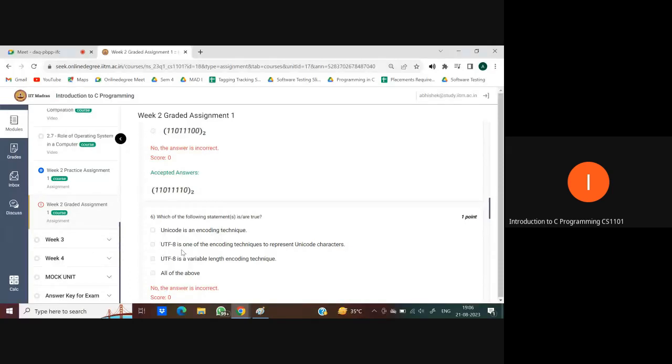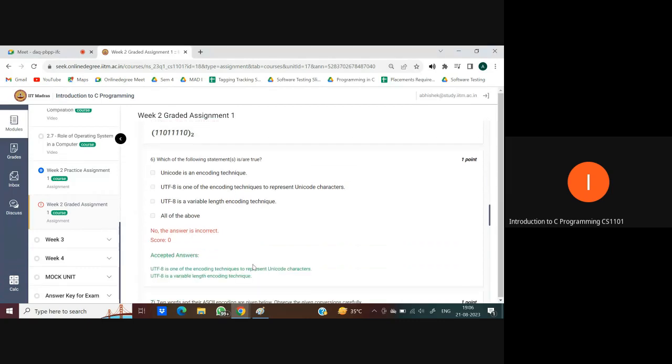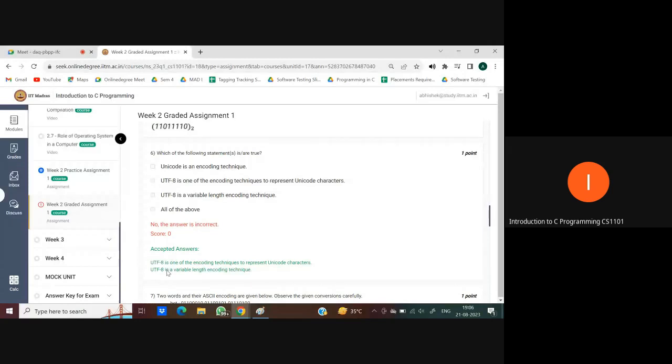Now UTF-8 is one of the encoding techniques to represent Unicode characters. That is correct. And UTF-8 is a variable length encoding technique. That is also correct. So the second and third options are correct. The first is wrong. So the second and third options are correct here.